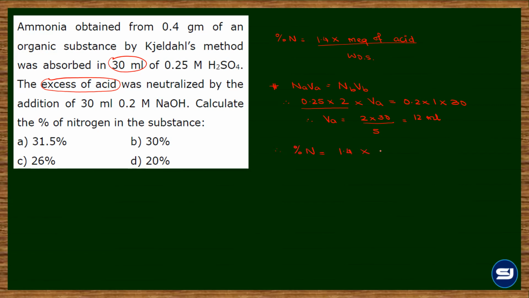Therefore, now we can use percent nitrogen in Kjeldahl's method, which will be equal to 1.4 times milliequivalent, which would be molarity into N factor into the volume in ml, which is 30 minus 12, so into 18, divided by the weight of the organic sample, which is 0.4 gram given. When you do the calculation, you'll get 31.5% as the answer, which is option A.